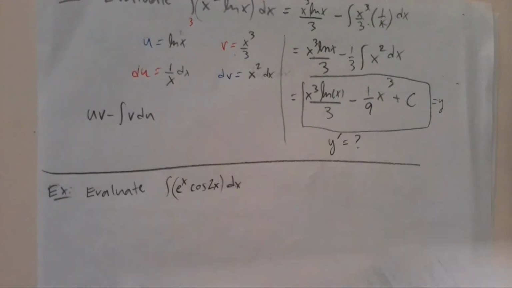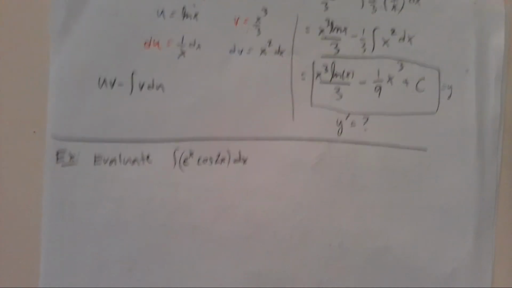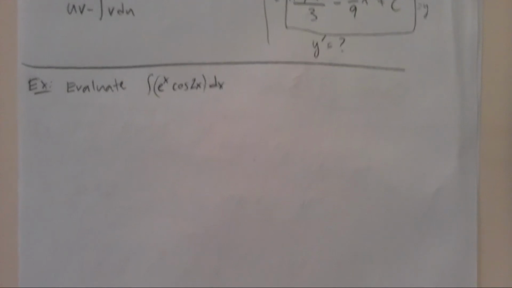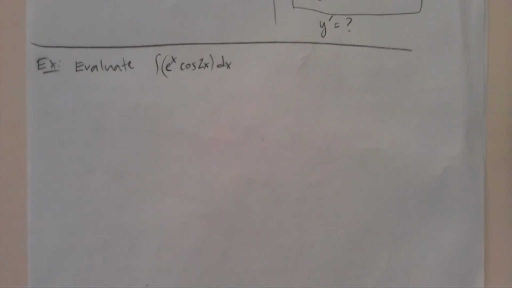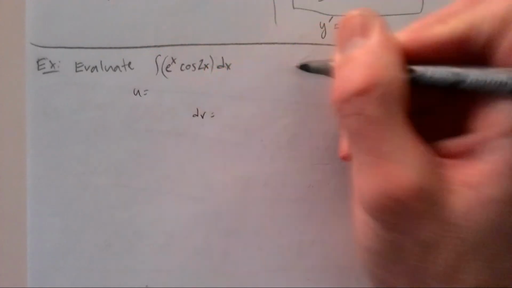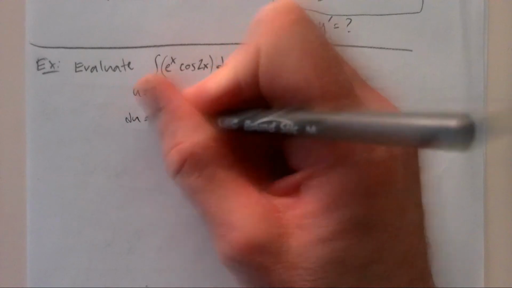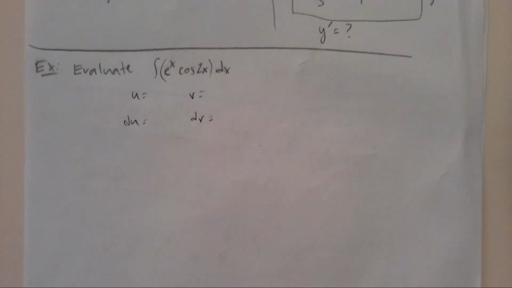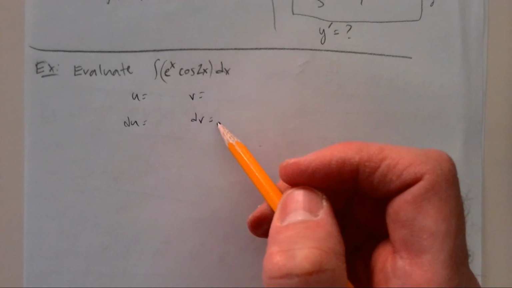Okay, last example for integration by parts. This one is going to make your head spin a little bit because we are going to go kind of in a circle. So let's see, we want to figure out what we want u to equal and dv, and then we'll see what happens to du and v. We've got a lot of options here.